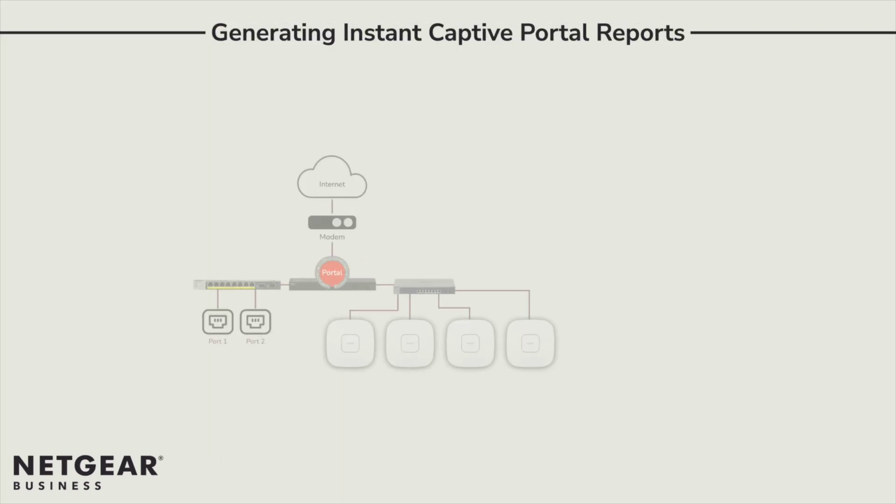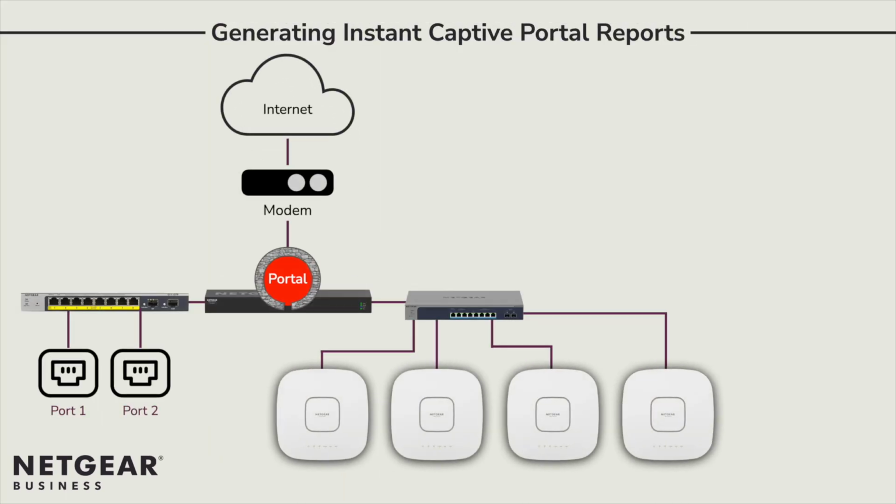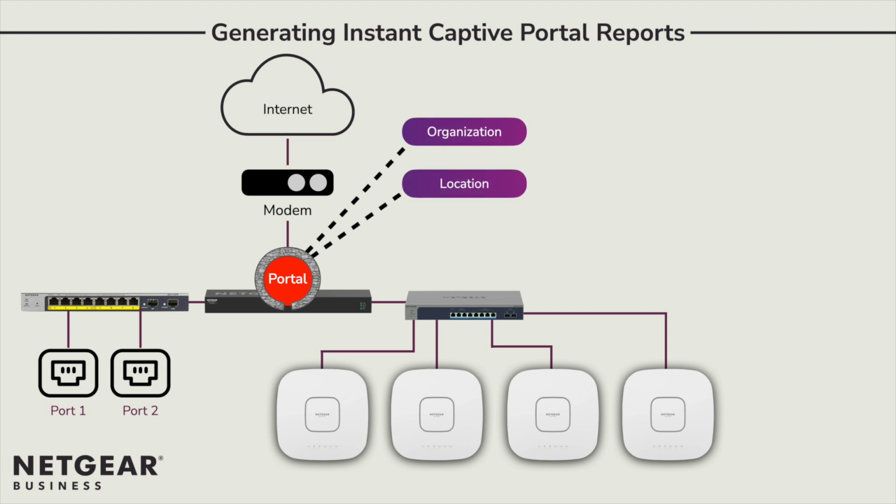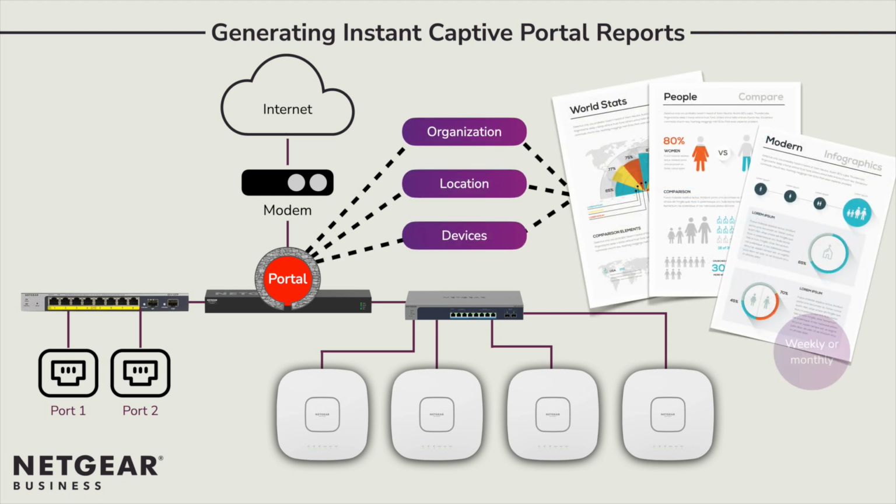As we've discovered at the beginning of this module, a major advantage to the Instant Captive portal over the basic variant is the ability to generate reports. We do this by heading to Organisation, Location, Devices, where we can see the option for Instant Captive Portal reports.